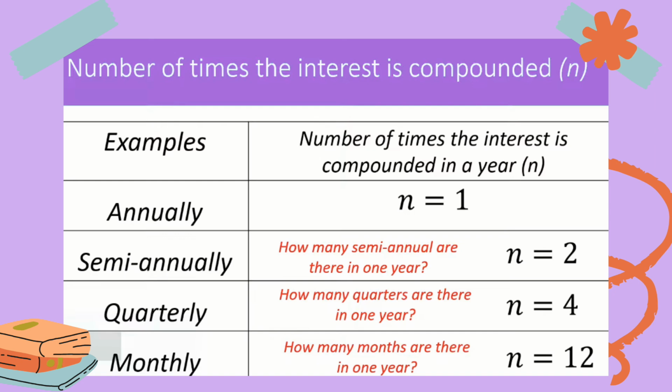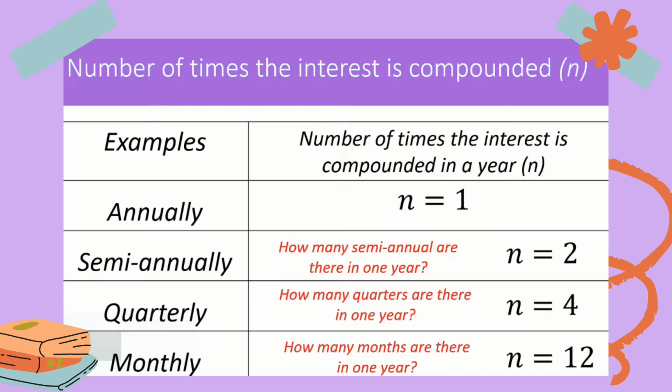So, kapag annually, N will be equals to 1. So, kung taon-taon tumutubo, it will be compounded once only every year. Kapag semi-annually naman, ang tanong, how many semi-annual are there in 1 year? So, our letter N is equals to 2. So, kapag quarterly naman, how many quarter ang meron sa isang taon? Kaya nga tinawag na quarter kasi 4. So, therefore, it will be 4 quarters.